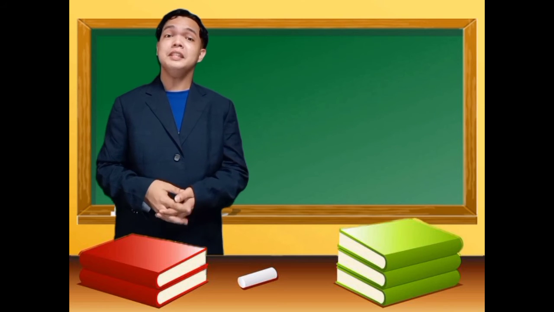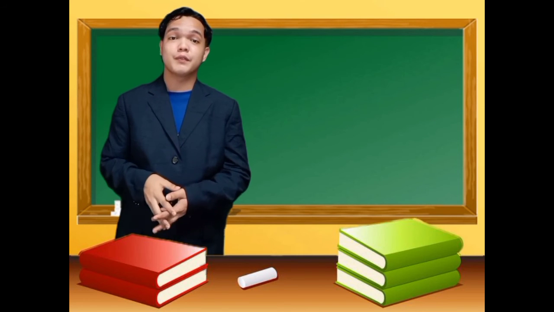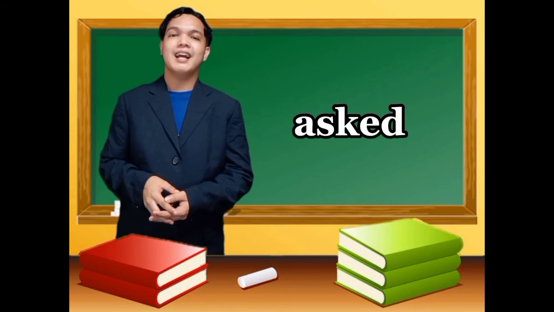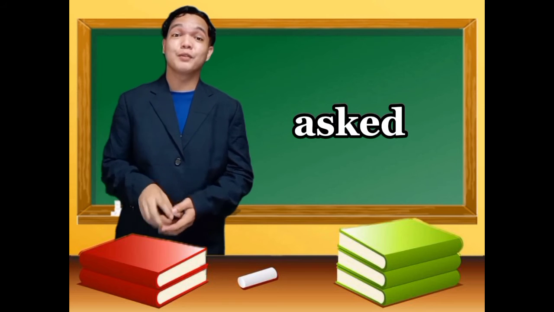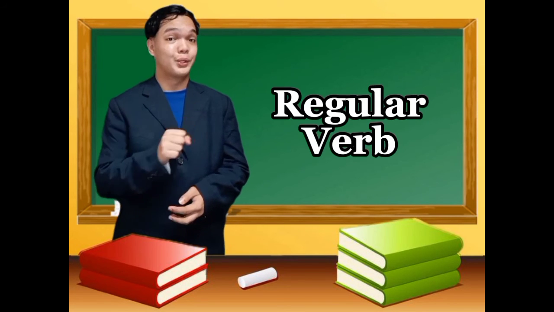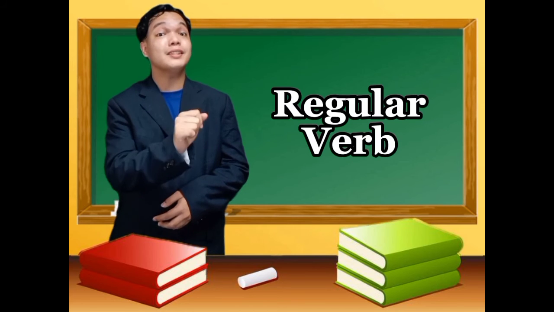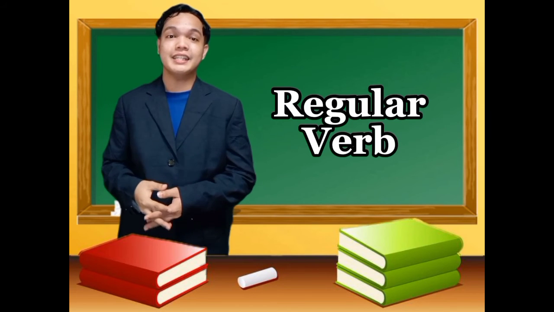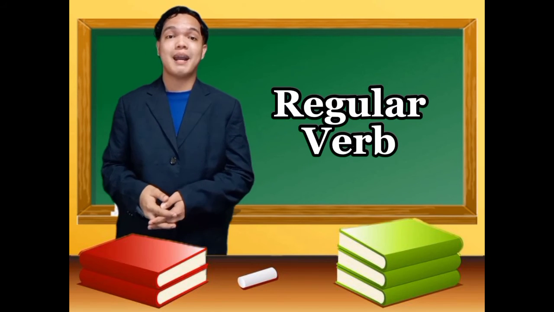Why? Yes, because it is a verb that does not end in ed or d to indicate an action in the past. Now, in the seventh sentence, what is the verb used? Ask. Okay, what kind of verb is this called? Yes, regular verb. Now, why? Because, yes, it is a verb that ends in ed or d to indicate an action in the past.